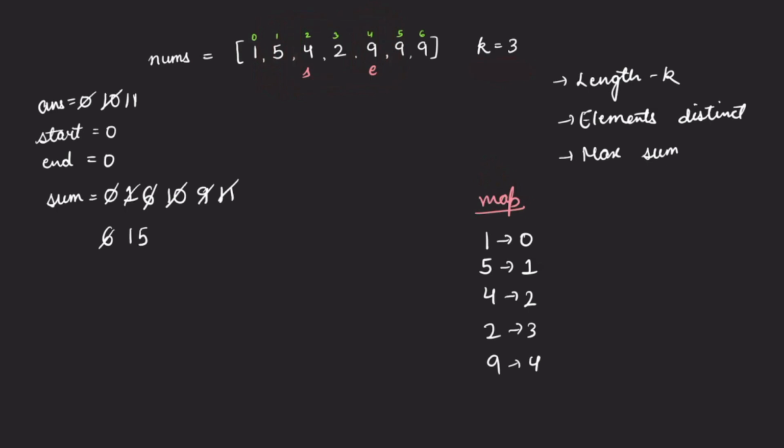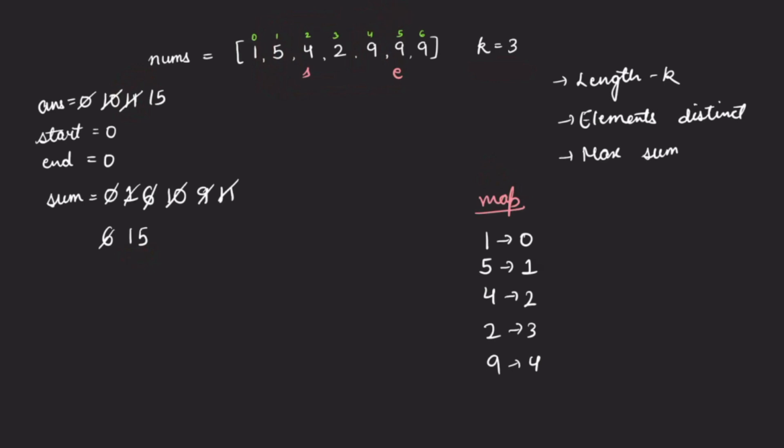Then that means we should update our answer. Our answer is 11, sum is 15. So answer will be updated to 15, right? Then again you will move end forward. So now end will come here. Now you will see that this 9 is already repeated.